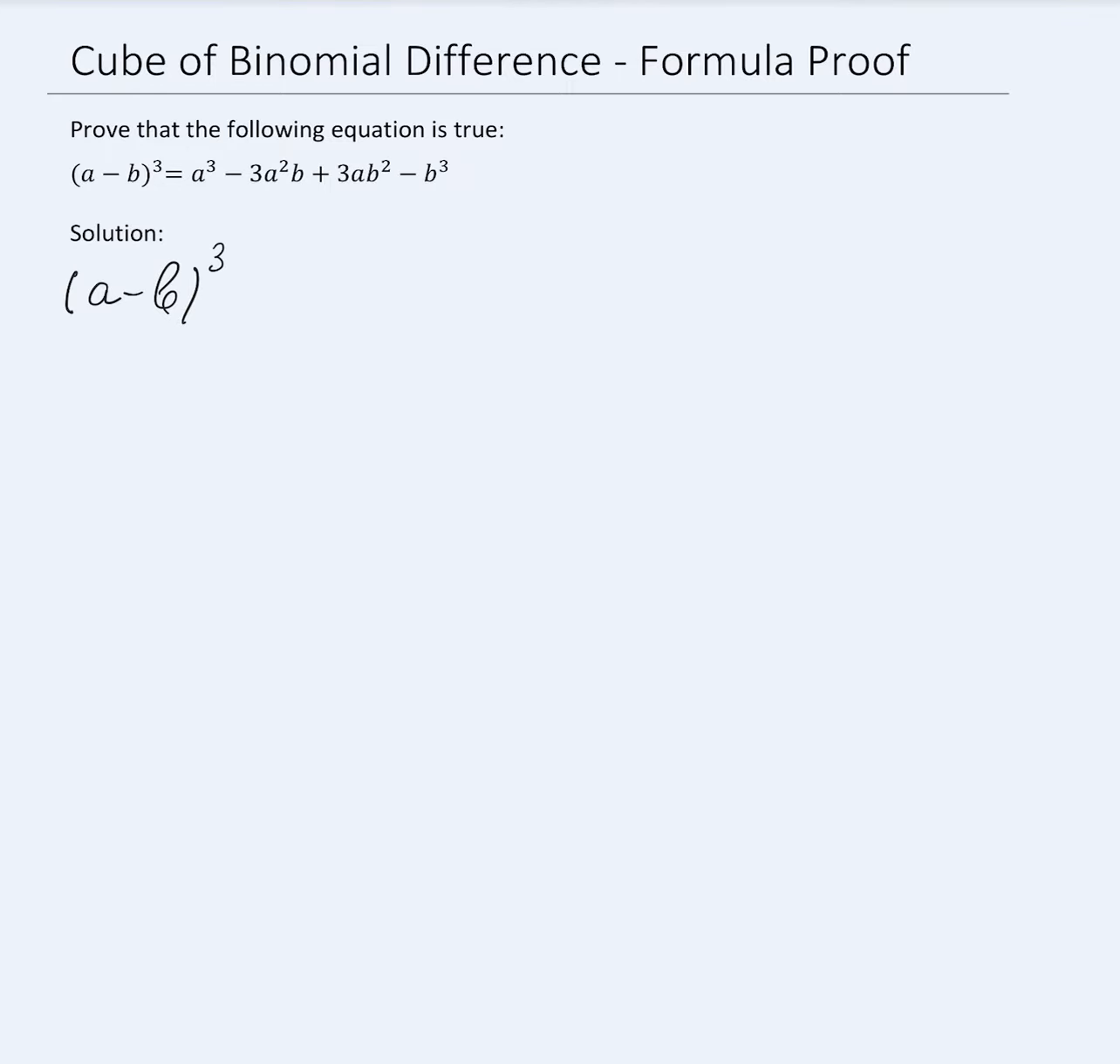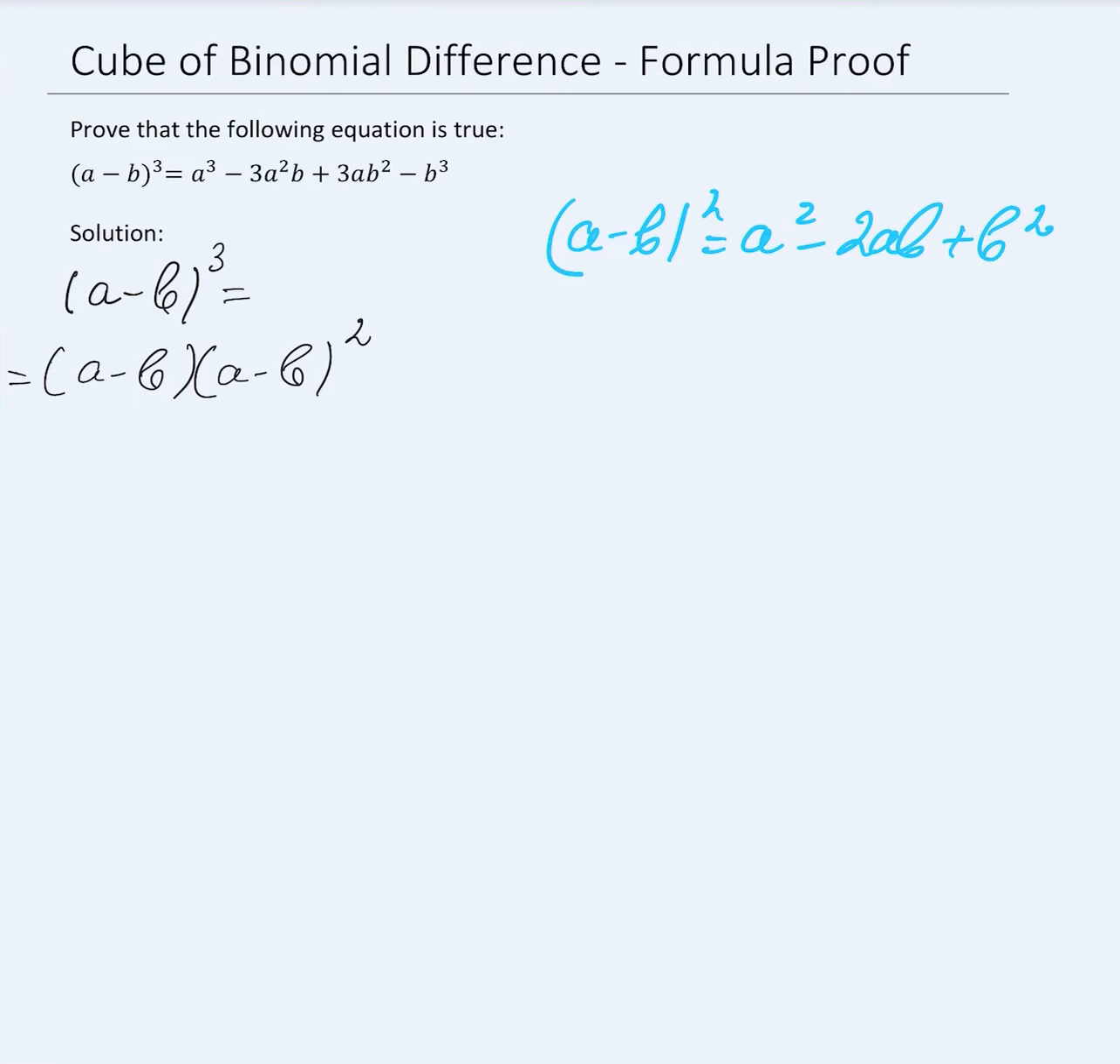(a - b)^3 equals (a - b) multiplied by (a - b)^2. (a - b)^2 equals a^2 - 2ab + b^2. This is the formula of the square of a binomial difference, which I also reviewed in another video, and I'm going to include a link in the description of this video if you'd like to check it out.